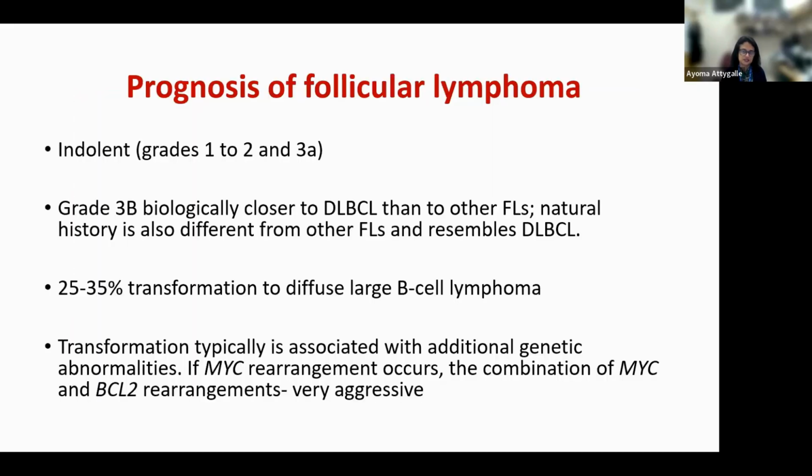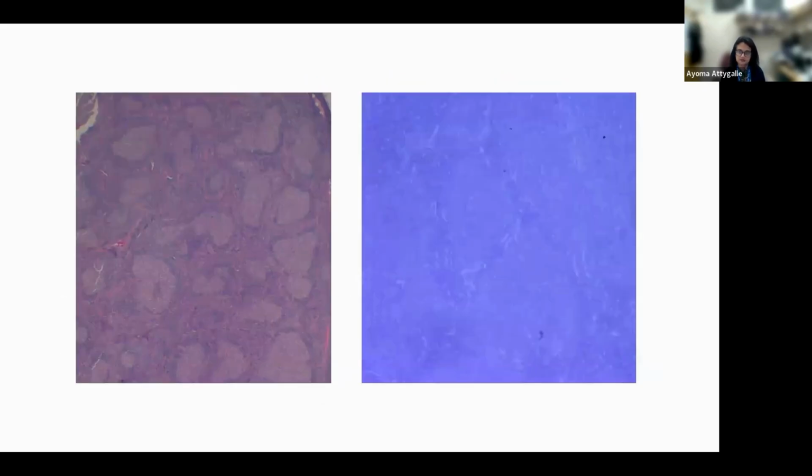And now we just refer to it as either a large B-cell lymphoma with MYC and BCL2 rearrangements in the new WHO classification. So this is another example of a follicular lymphoma, just to say that sometimes, now in the one on the left, the follicles are very well defined, and the one on the right, they are less well defined.